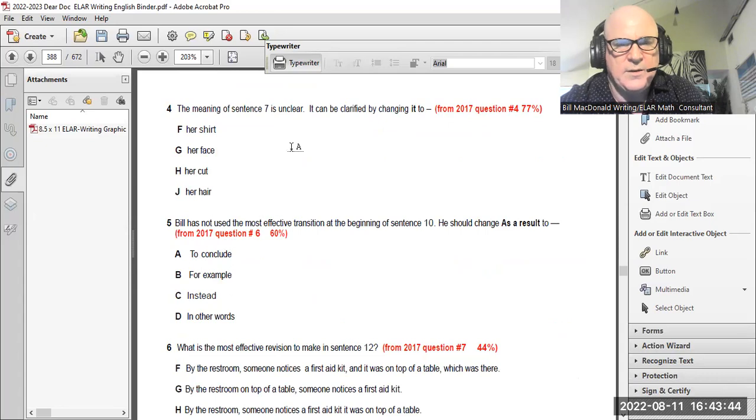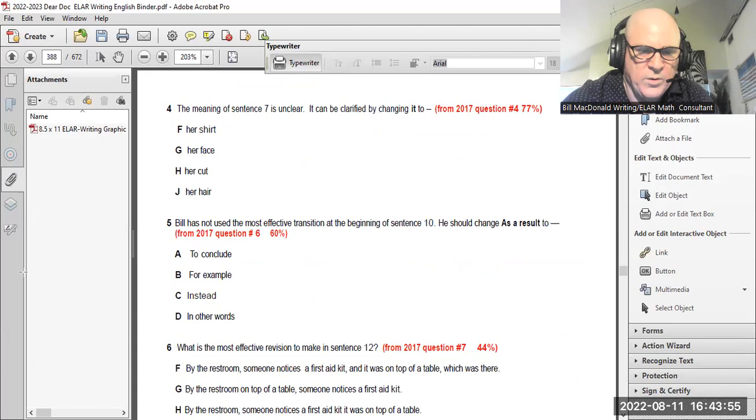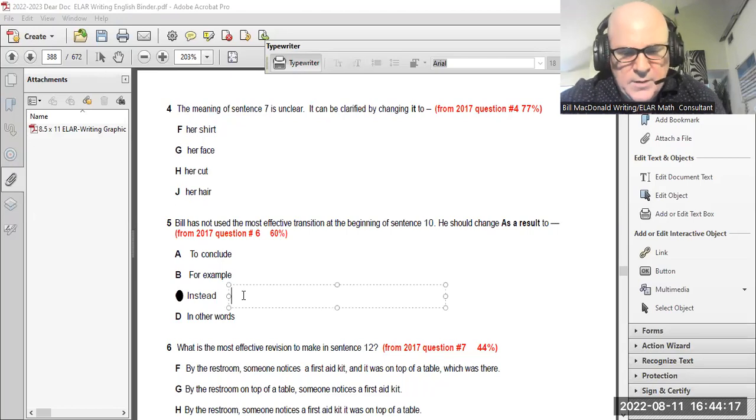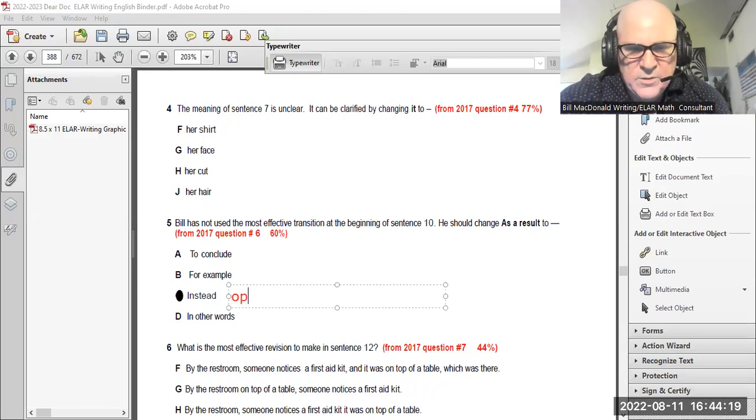So the best one in this case would be the word instead, because when somebody tells you to do something and you do the opposite, then the best answer would be, and again, I'm trying desperately to get my mouse to the right spot. There it is. Okay. So that means that we're using the opposite. So I'm done with transitions. I'll move to the next.